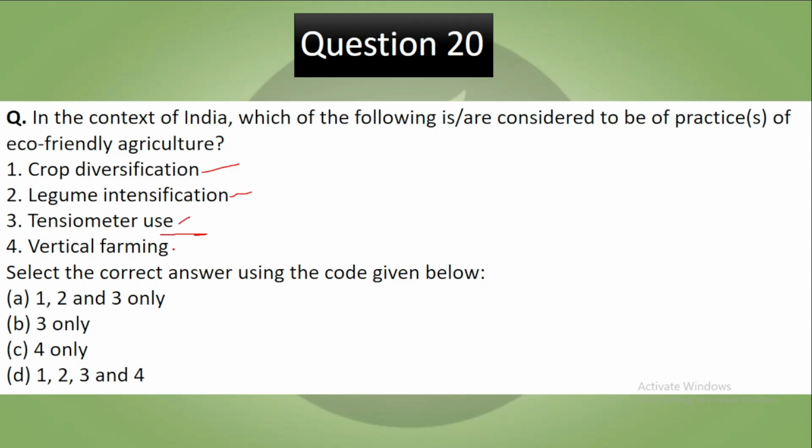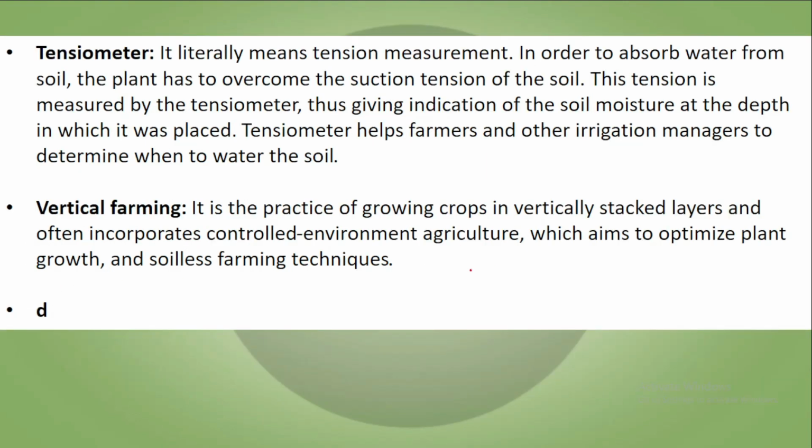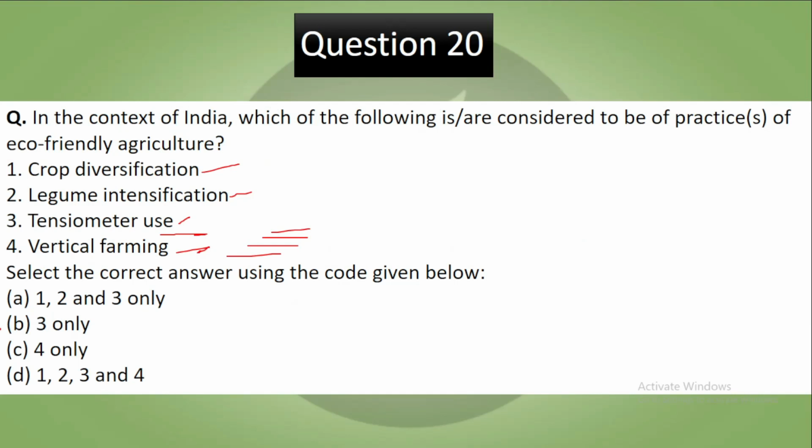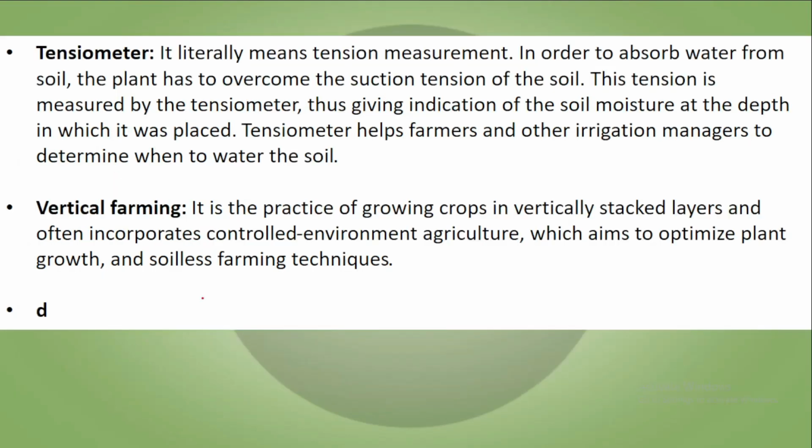Then vertical farming, you know it. This is vertical farming along a hill slope. So this is also an eco-friendly agriculture. Your correct answer should be D. Yes, it is D. Your correct answer is D.